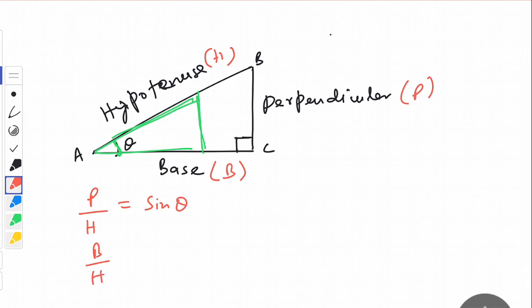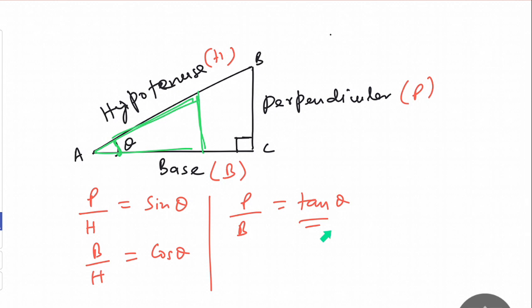Base upon hypotenuse is equal to cos theta, and perpendicular upon base is equal to tan theta. Okay. Now you might say, oh my god, this is so complicated, there are so many things. Don't worry, right now all you need to know is that perpendicular upon hypotenuse is equal to sine theta. That's enough. I'm not teaching maths. When we teach maths, we'll do it in full detail. So sine theta is nothing but perpendicular upon hypotenuse. That's it. This is more than enough for you.